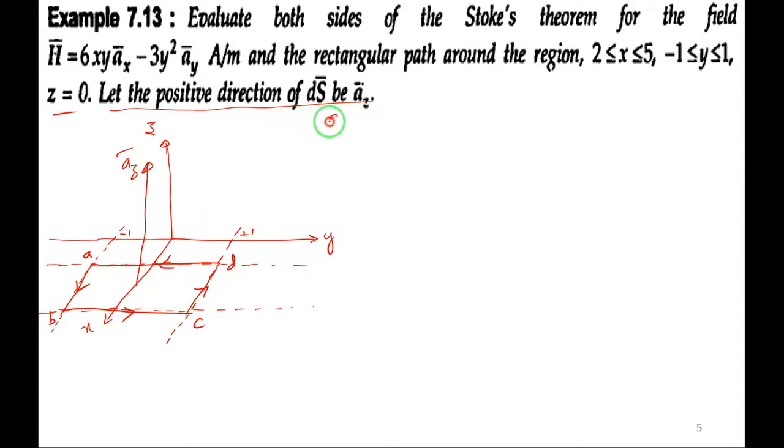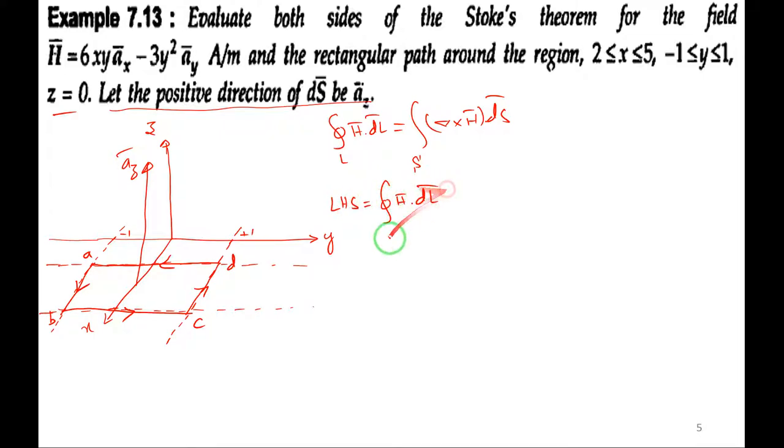Okay, now we will write Stokes theorem. Stokes theorem is nothing but the line integral of H dot dl around the closed path is equal to the surface integral of del cross H into ds over the surface. We can do RHS first or LHS first. It is left to you. Let me take LHS here. So LHS is equal to the closed line integral of H dot dl, which is equal to integrating along path AB first, next BC, CD and DA, of H dot dl.